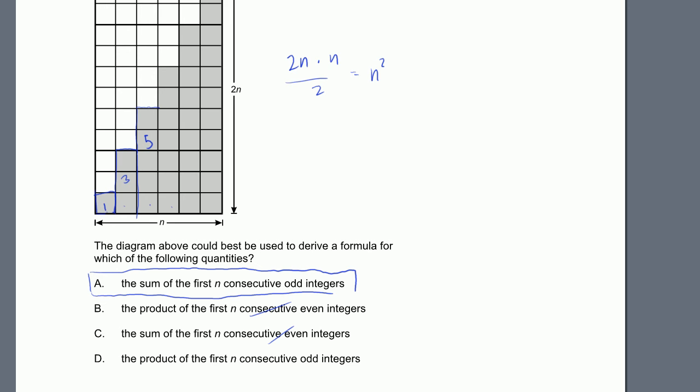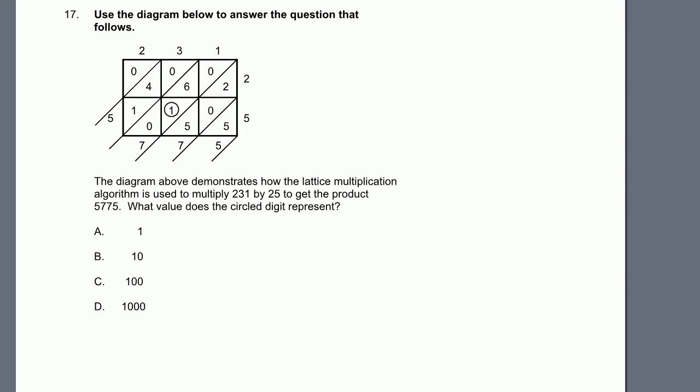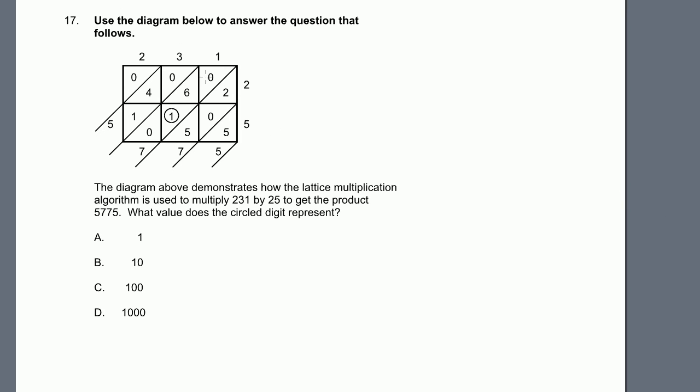Next problem. Problem 9. Use the diagram below to answer the question that follows. Okay, looks like some type of lattice multiplication. The diagram above demonstrates how the lattice multiplication algorithm is used to multiply, I was right, it's lattice multiplication, 231 by 25 to get the product 5,775. What value does the circled digit represent?